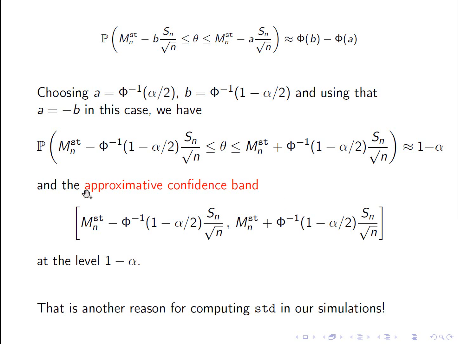Okay, so this is the approximate confidence band for our Monte Carlo estimator, and this is another reason for computing the standard deviation in our simulations, because the standard deviation gives us an estimate of the variance of Z, which we can use to build up these approximate confidence bands.